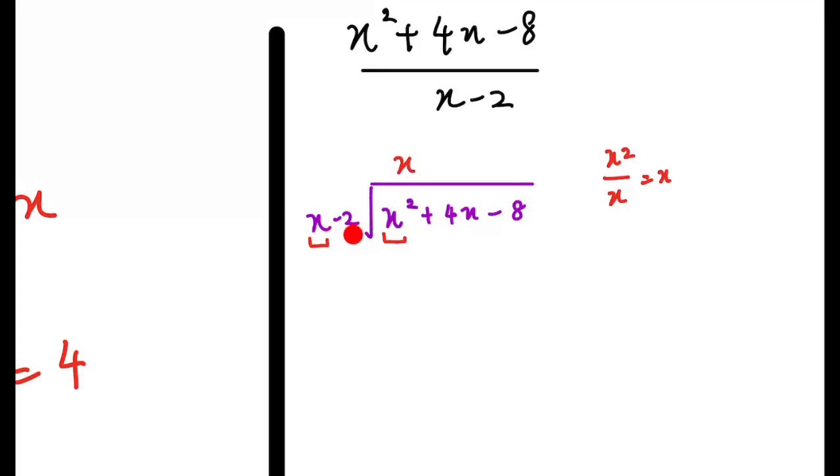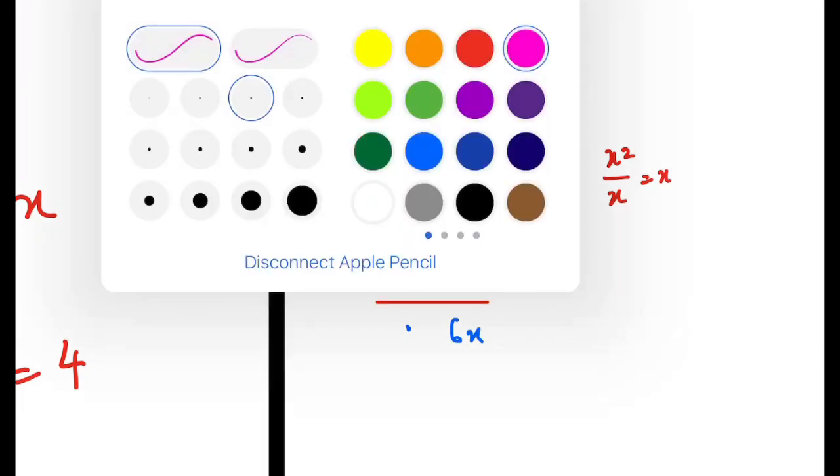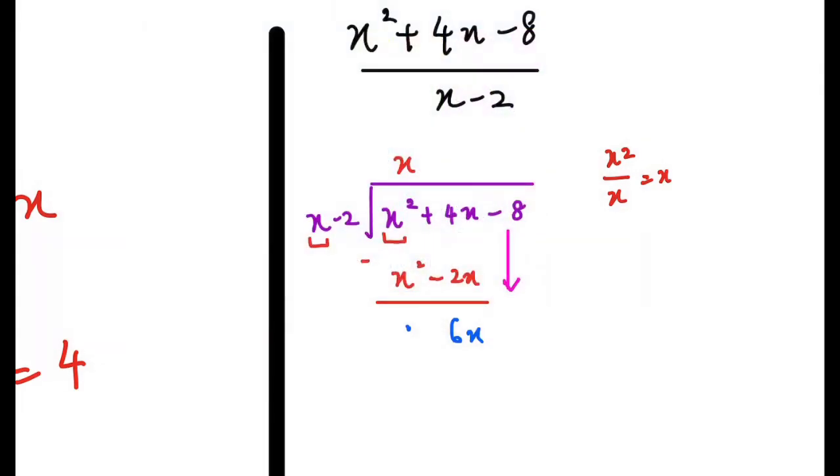So x minus 2 times x. This is equal to x squared minus 2x. After subtracting, this is 0. And then 4x minus 2x, this is equal to 6x. After you have subtracted this, don't forget, let us bring down the next term, which is minus 8.